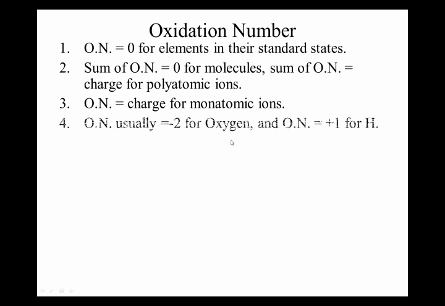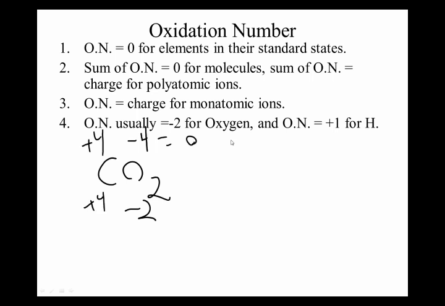Okay, next rule. Usually, it's -2 for oxygen, and it's usually +1 for hydrogen. Most cases, you're just going to go, oh, okay, hydrogen's +1, oxygen's -2. That's how for CO2, I said, okay, oxygen's -2. Now we're going to figure out what carbon is. Well, in order for the whole thing to add up to be neutral, like it has to, carbon must be +4. Right? This is a lot like what we did with ionic compounds and naming and writing formulas. Okay. There are a couple of exceptions.